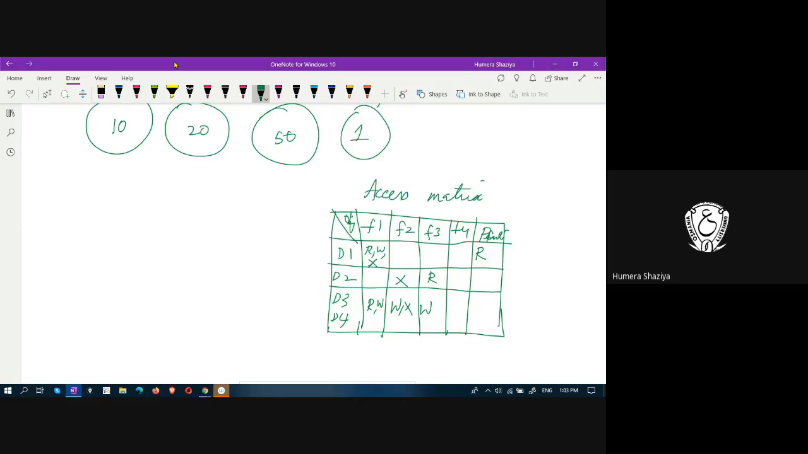So what is the use of this authorization matrix? It restricts a user to a particular file for reading or writing. In other words, it is protecting the resources of a system, and it is controlling the access. What are you controlling? D1 can access only file 1 and file 5. So that way it is restricting the access.